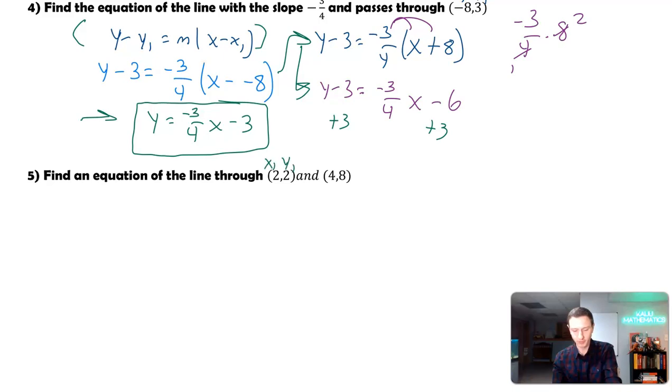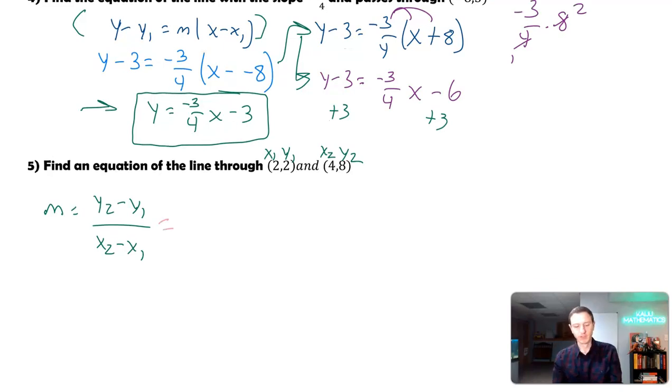So x1, y1, x2, y2, and the slope formula is y2 minus y1 over x2 minus x1. I'm taking these points, plugging into slope, getting the slope, and then I would go to point slope, because then we'd have the slope. And in point slope, we need the slope in order to solve for slope-intercept. So here we go. y2 minus y1 is 8 minus 2 over x2 minus x1, 4 minus 2. 8 minus 2 is 6. 4 minus 2 is 2. 6 divided by 2 is 3. So the slope here is 3.